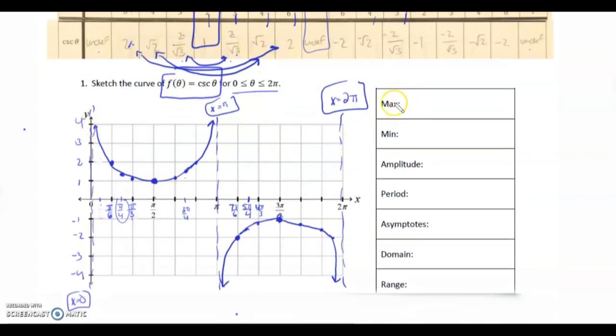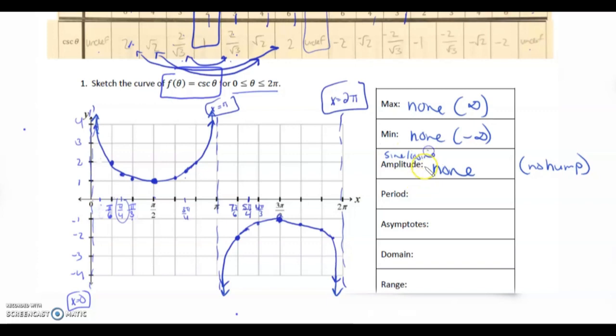Okay, so there's no maximum because we approach infinity. So it just continuously increases. Okay, and then there's no minimum because we approach -infinity. So we continuously decrease as well, near those vertical asymptotes. Now, there's no amplitude because there's no hump, right? Amplitude is only for sine and cosine. So we have to recognize that this is a completely different shape.